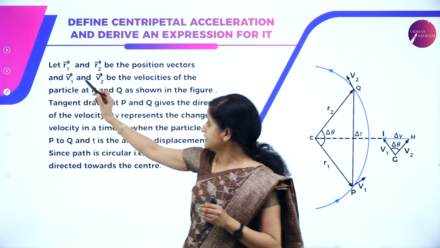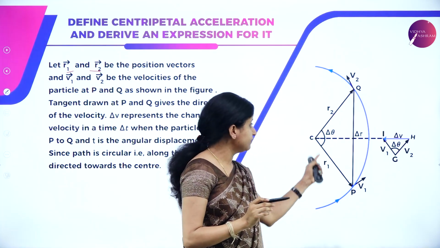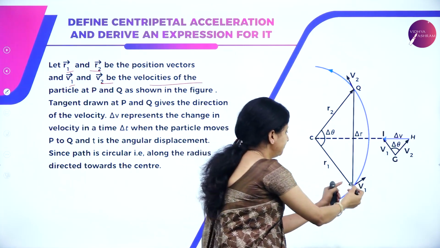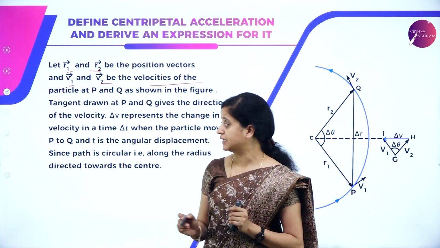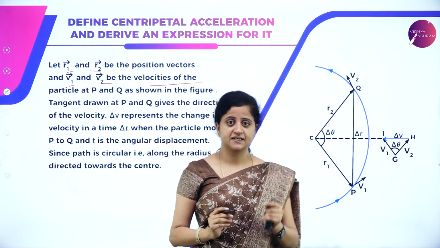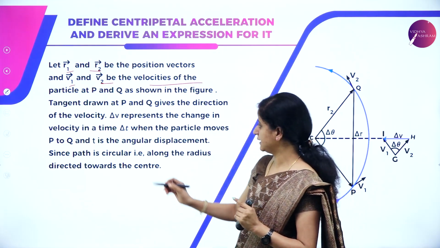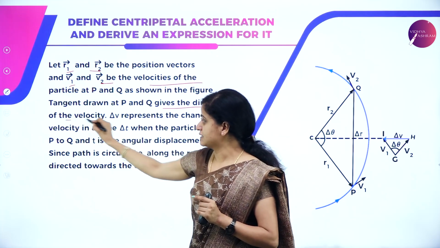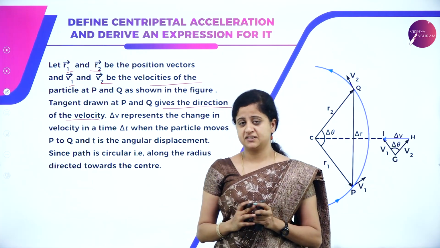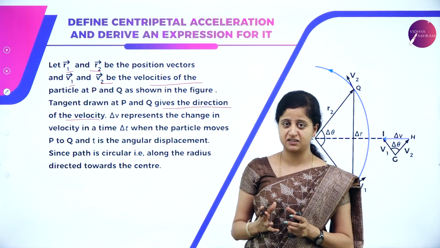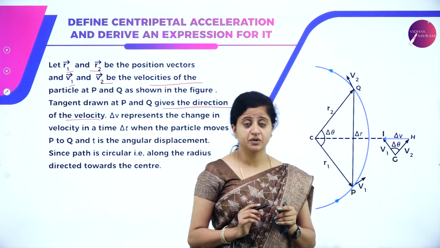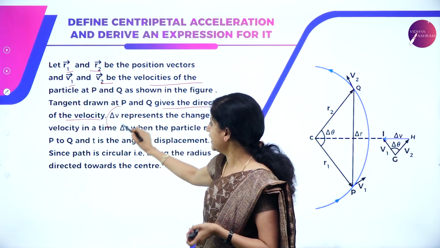As I told, let us consider r1 and r2 as the position vectors and v1 and v2 as the velocities of the particle at P and Q as shown in the figure. Now let us draw the tangent at P and Q. What does this tangent indicate? The tangent drawn at P and Q shows the direction of the velocity. We know velocity is a vector quantity which has both magnitude and direction. So velocity is v1 at P, velocity is v2 at Q, and the change in velocity is given by delta v.